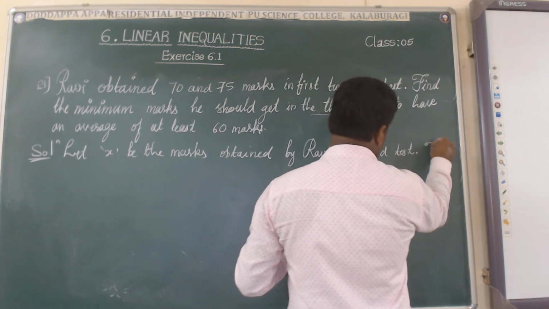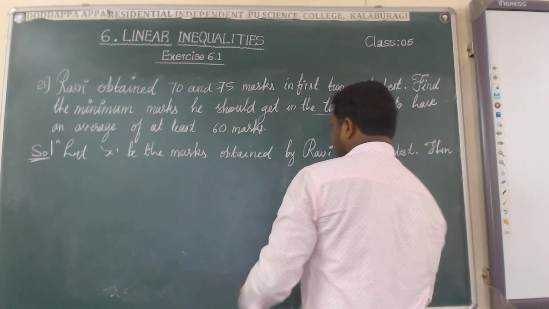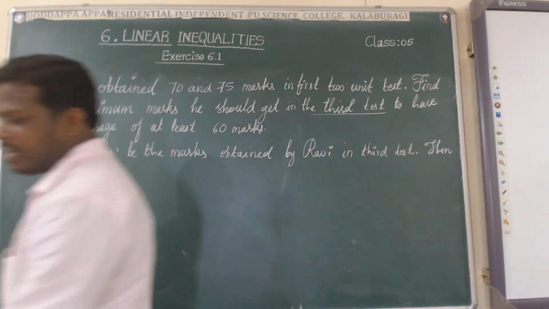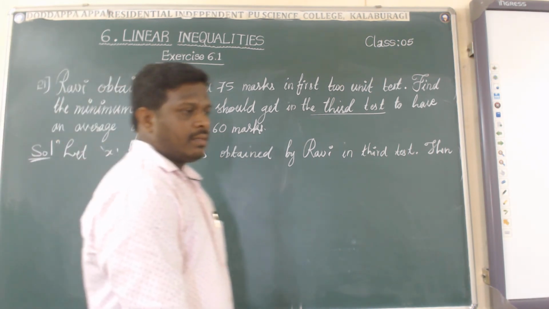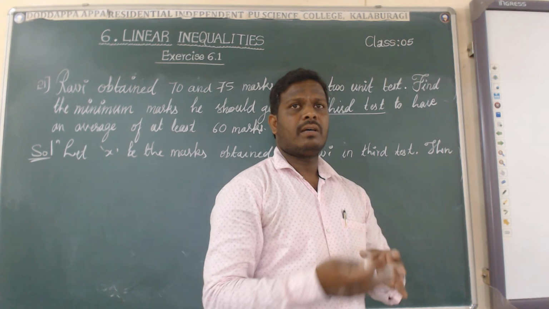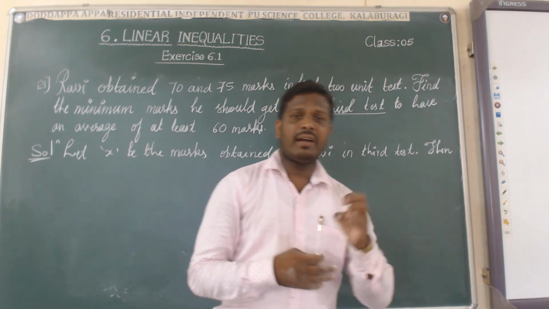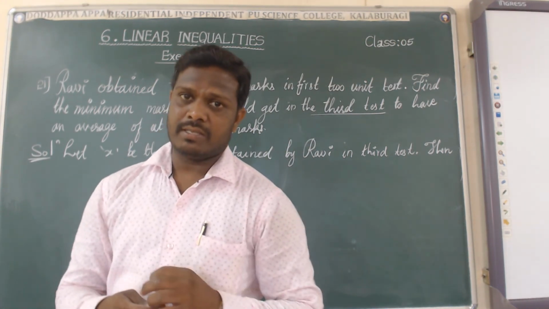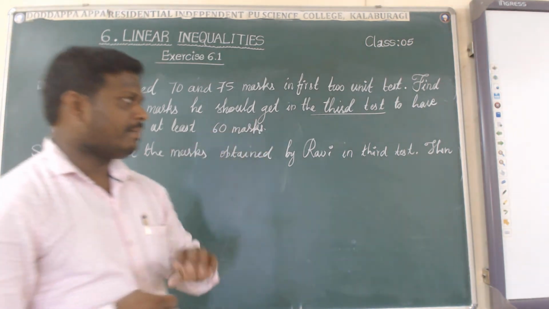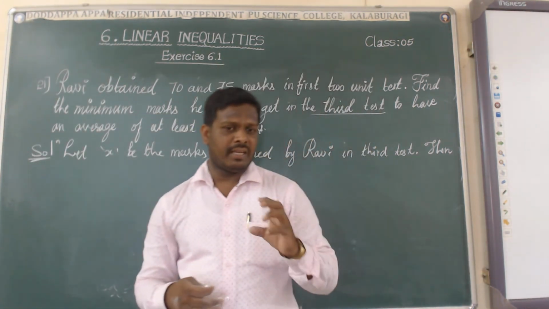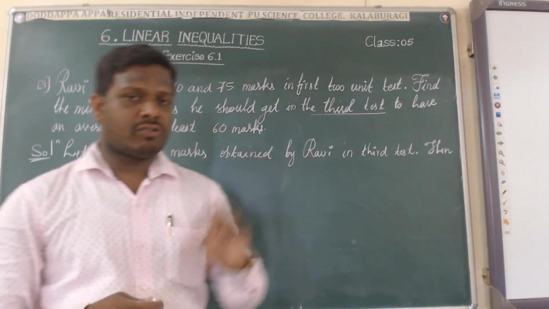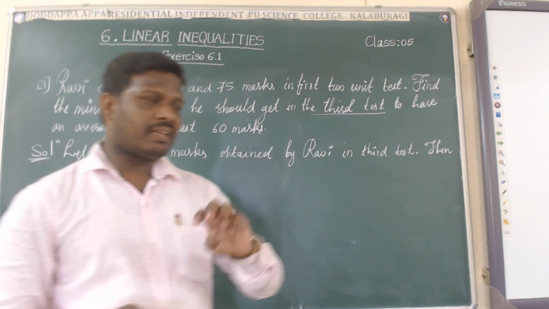Then how can we write for finding the average? How can we find the average? The sum of all given observations divided by the number of observations. Yes, in this method we will find the average for the given data, for the given observations.